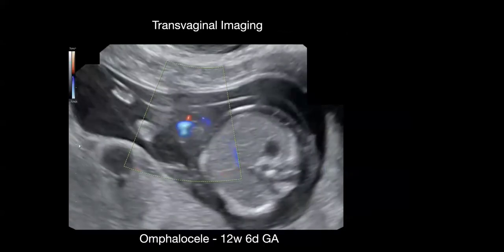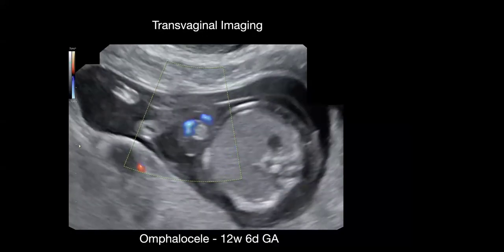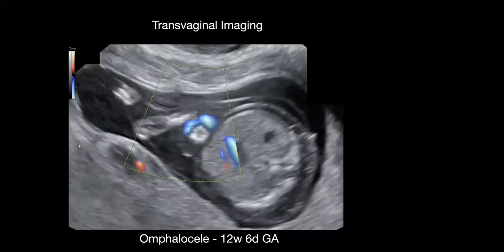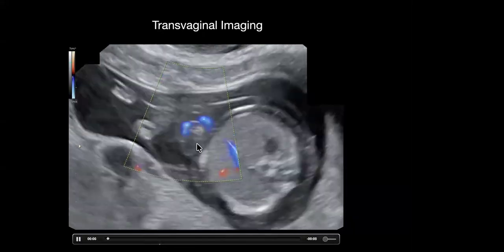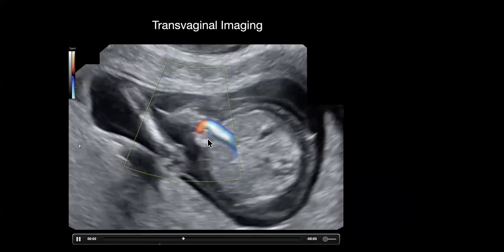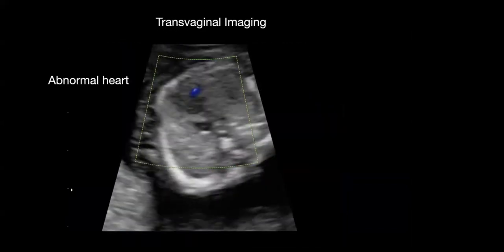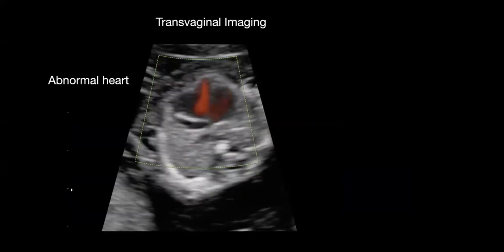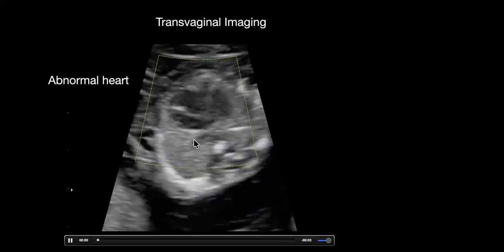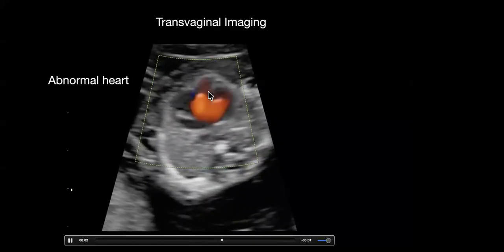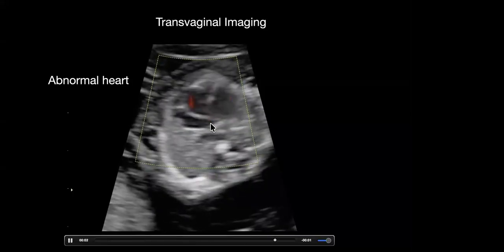So of course, our next step is to do transvaginal imaging. So again, utilize the tools that you have. So this ended up being an omphalocele here as well. You can see that echogenic area, the protrusion of some bowel herniation that's out there. And looking at the heart, clearly that's something we couldn't see much of transabdominally. This heart looks very abnormal. See how it's enlarged, and there's a possible large septal defect present there.